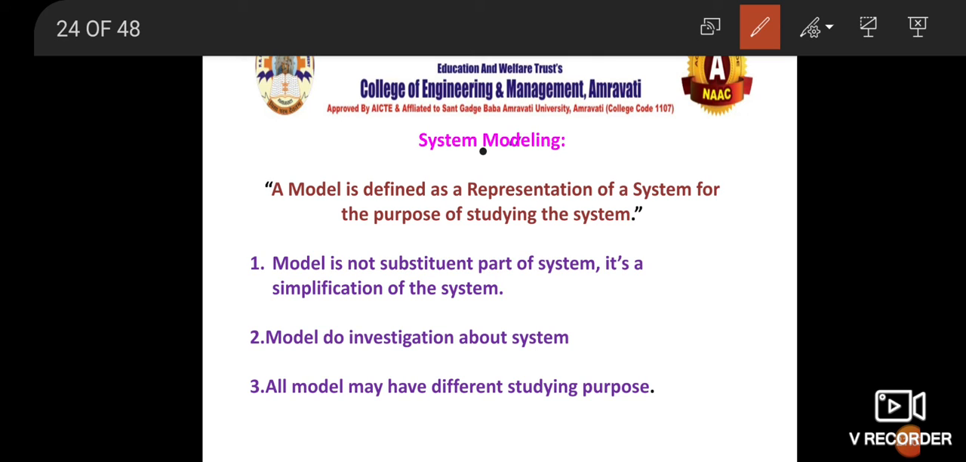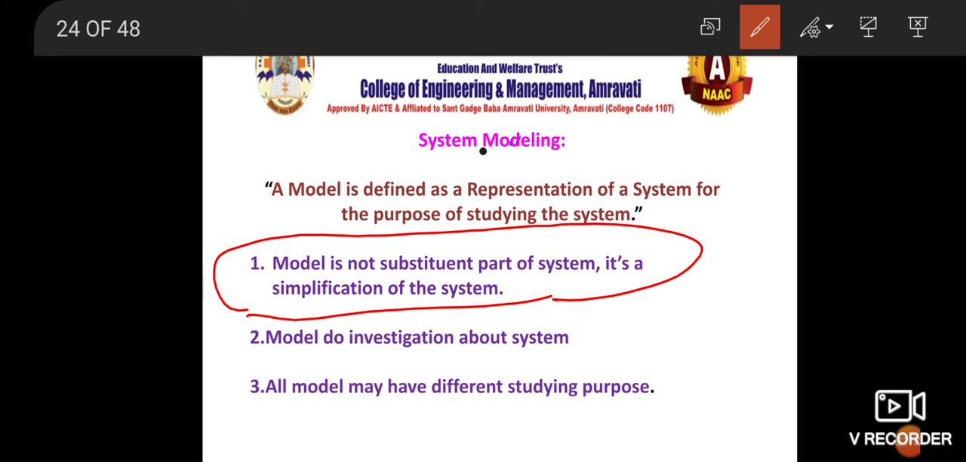It is not a substituent part of the system. It's like a simplification of the system. This is very important. It is not a part of the system. It is exactly that system but in a simplified and lower scale. You can say it is just scaling of the particular system to as much extent as possible, wherein you can study all the effects, as decided by your prescribed goal. So that is basically modeling.